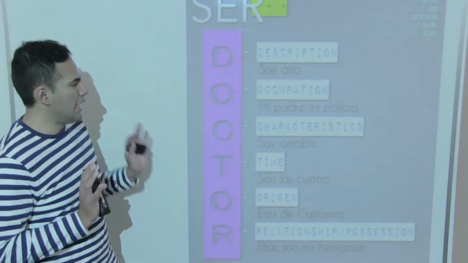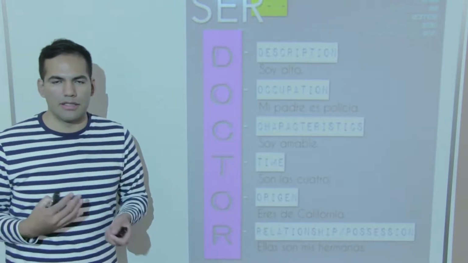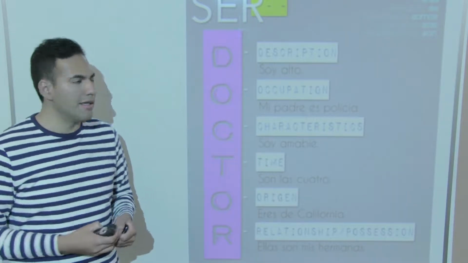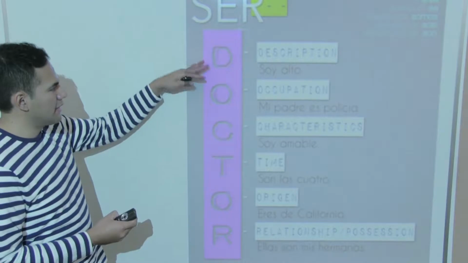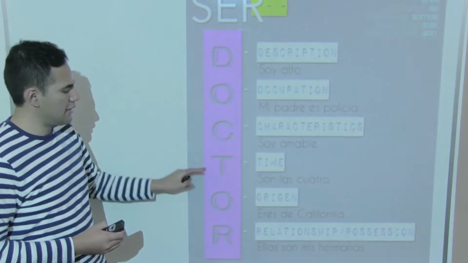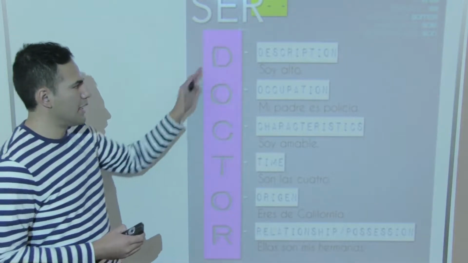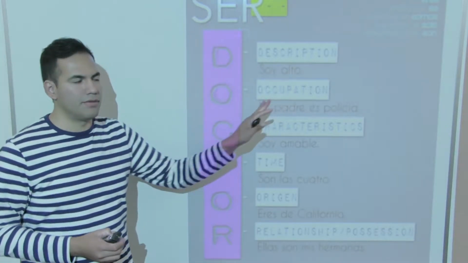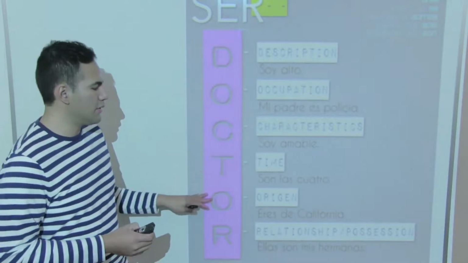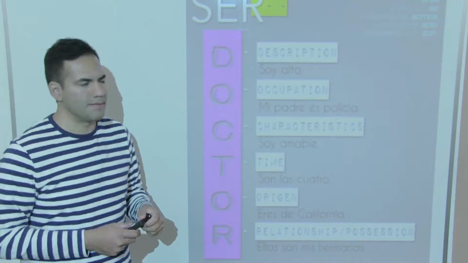Perfect. On the internet, I found this very cool aid for you to understand better when to use ser, and it's an acronym. It stands for DOCTOR, D-O-C-T-O-R. And for every one of the letters, we have a meaning for them. And this is a very useful tool that will help you know when to use ser.